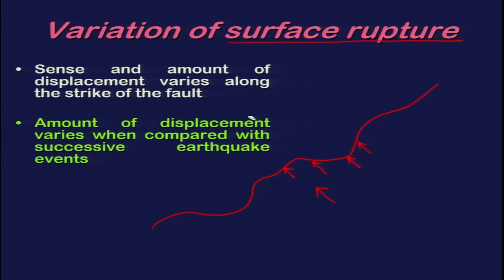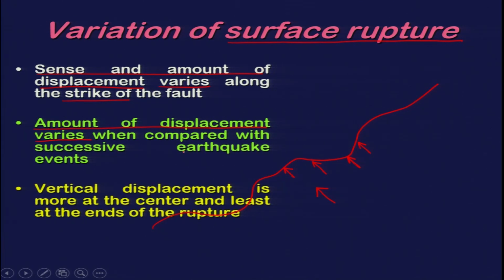The second part is that the amount of displacement varies when compared with successive earthquake events, and we discussed this in the beginning: the displacement never remains the same during each earthquake or successive earthquake, it will vary. So the sense and amount of displacement will vary, and second, the amount of displacement will not be the same during different earthquakes.